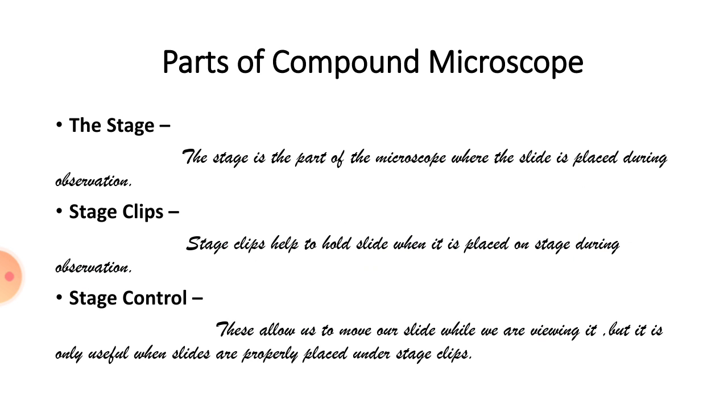Next, stage. The stage is the part of the microscope where the slide is placed during observation. Next, stage clips. Stage clips help to hold the slide when it is placed on the stage during observation. Next, stage control. These allow us to move our slide while we are viewing it, but it is only useful when slides are properly placed on the stage clips.